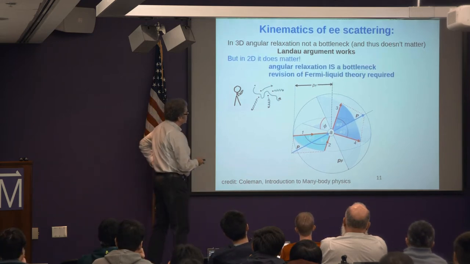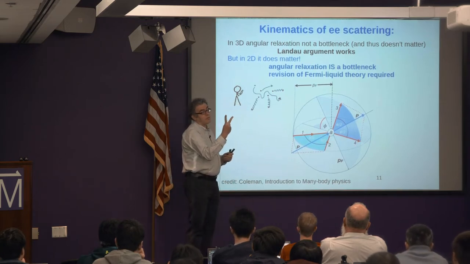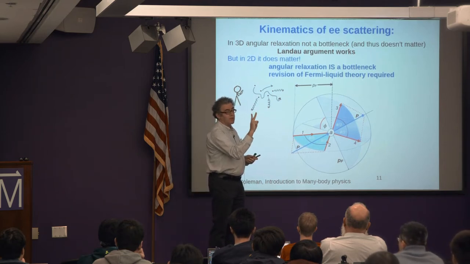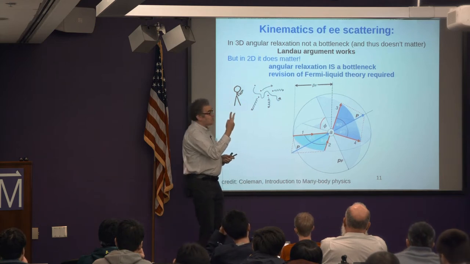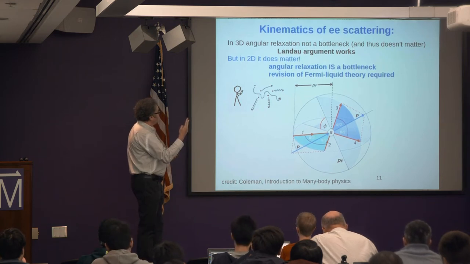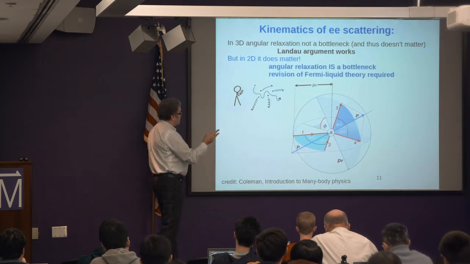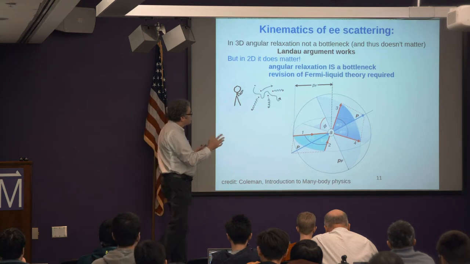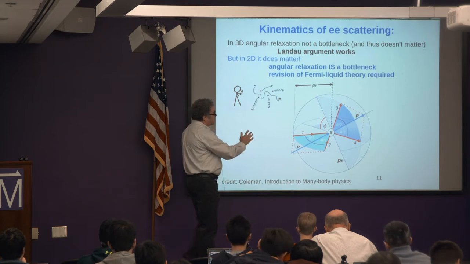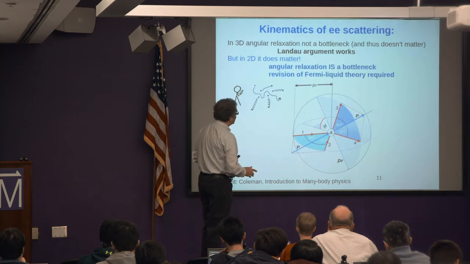2D momentum conservation does matter, simply because if you think again about two particles with momenta at a generic angle, and now they're in 2D, you cannot do this. You cannot rotate them out of the 2D plane, right? So in 2D the momentum conservation will present a bottleneck for angular relaxation, and some revision of Fermi liquid theory will be required, and so that's what I will talk about first, and then discuss how that impacts the hydrodynamics.